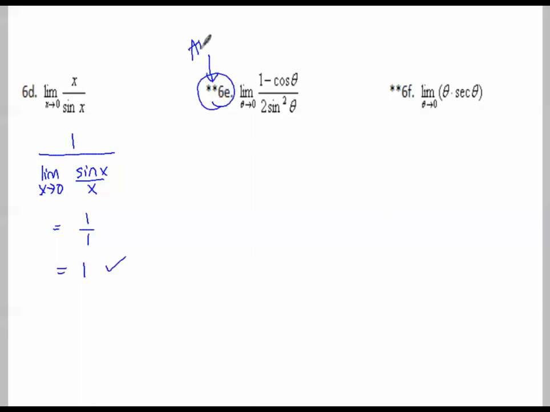Asterisk, AP problem. Very important. You might see it on a quiz. You might see it on a test. Pay attention. If we try direct substitution, it doesn't work. Lots of ways we can try to do this otherwise. Sine squared of theta, we can use our Pythagorean identity, change this to 1 minus cosine squared of theta. Then this is a difference of squares, which can be factored. Factor that difference of squares into 1 minus cosine theta times 1 plus cosine theta.